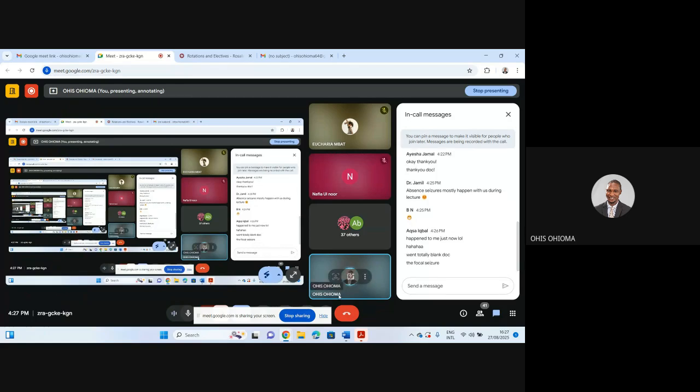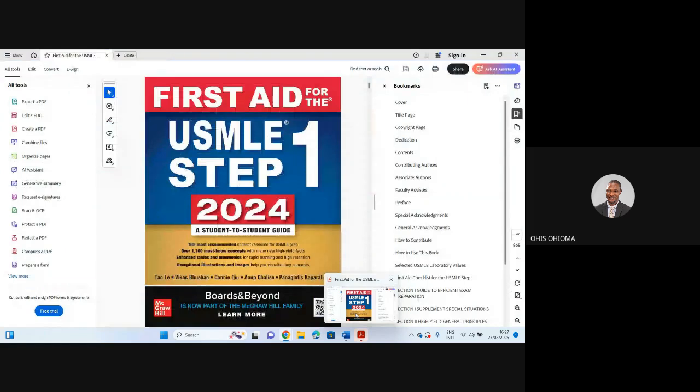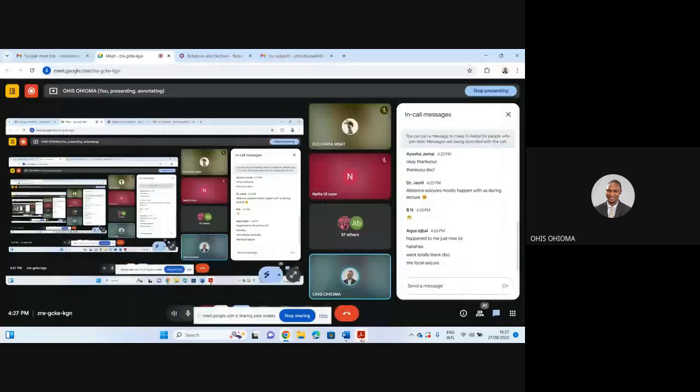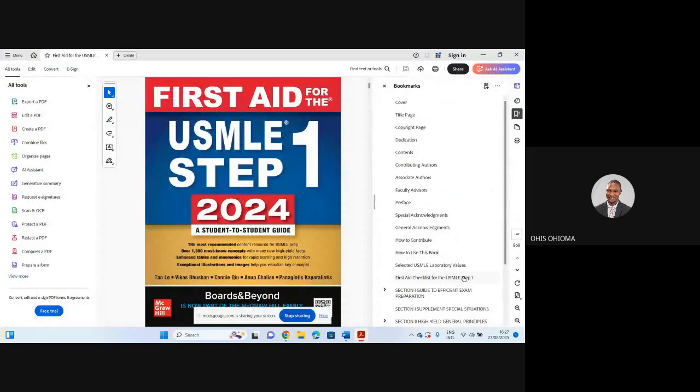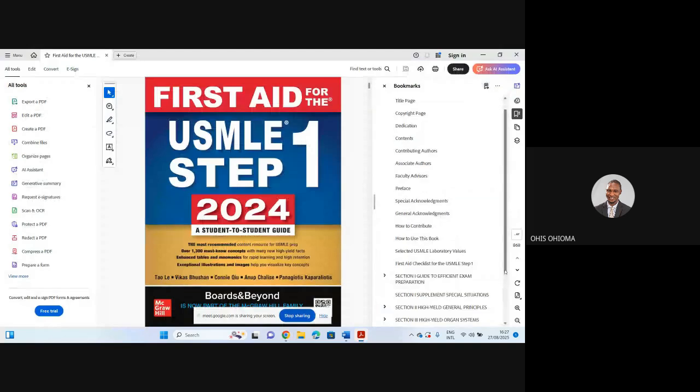Dr. Aksa? Okay, the focal seizure. You don't understand the focal seizure. Okay, so I think a diagram would help you guys to understand what I'm trying to say, so let me use a diagram to explain.